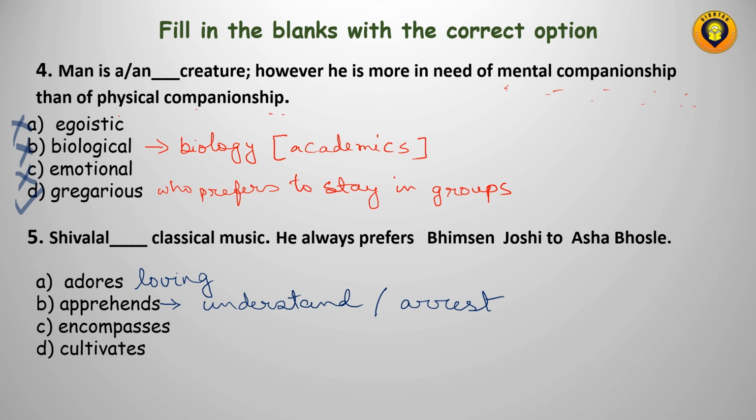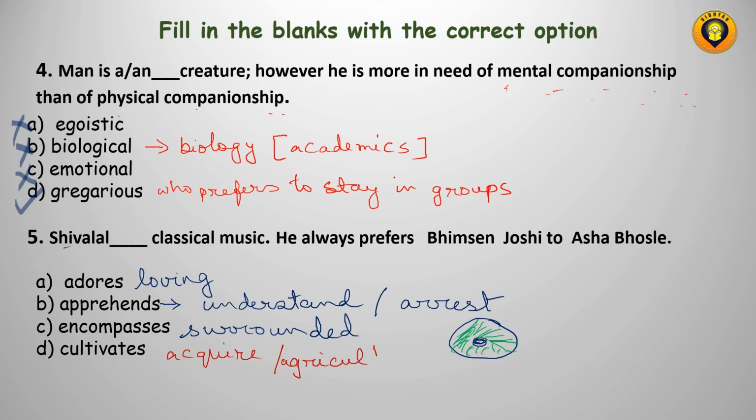And in this context, it will be understanding. That means Shivlal understands classical music. Encompasses means surrounded. We can say that a place is surrounded by greenery. There are greeneries all around it. So it is encompassed by greenery. Cultivate means acquire skills. Here, cultivate is actually cultivation, that means agriculture. And since we are talking about music, when we refer to cultivate in case of an art form like music, we will refer to it as acquiring skills.